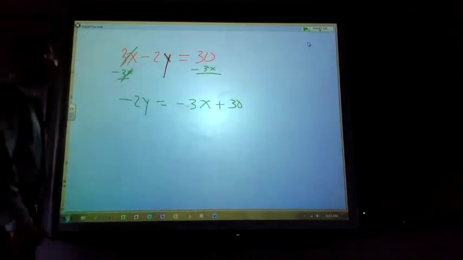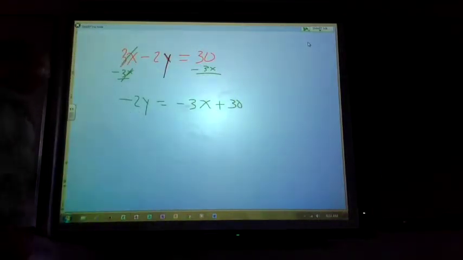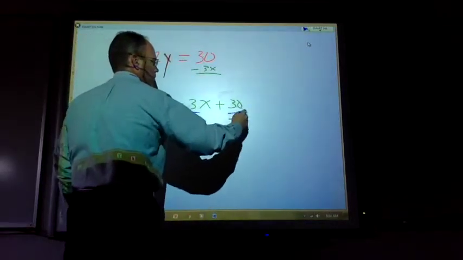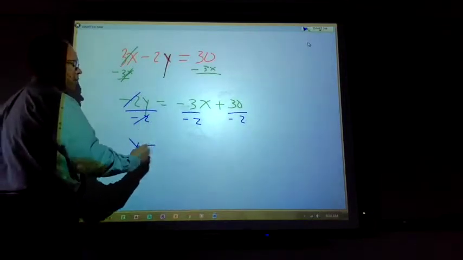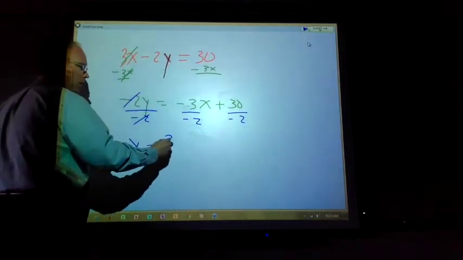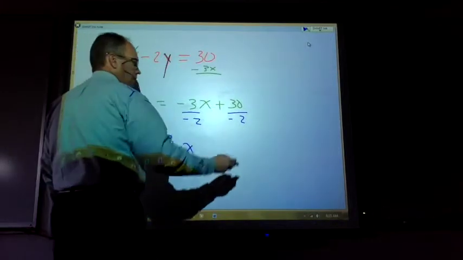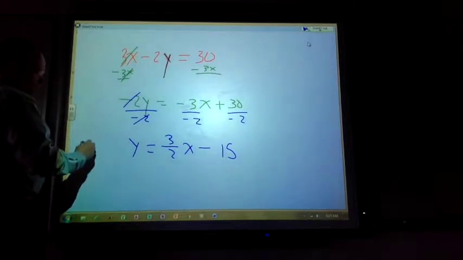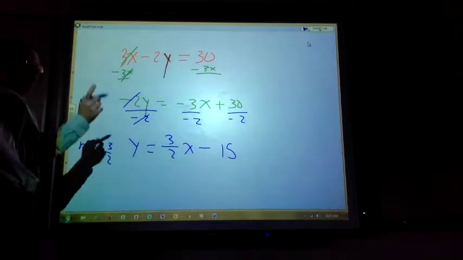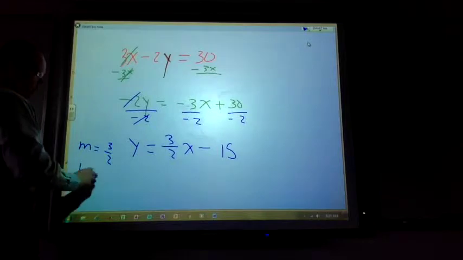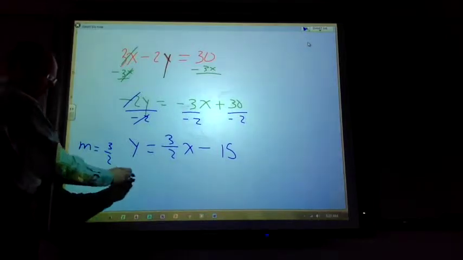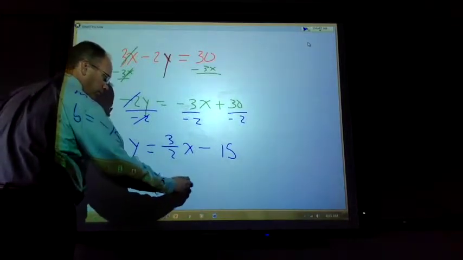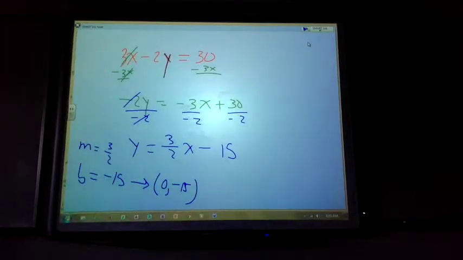Still with me on that? What's the last step? Divide everything by negative 2. Good. That cancels that. Y equals negative over negative is? Positive. Positive over negative is? What's my slope? 3 over 2. And then my y-intercept is? Which is the same as? 0, negative 15. Cool.